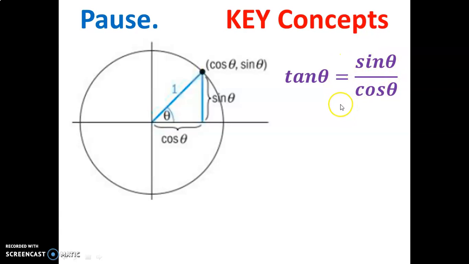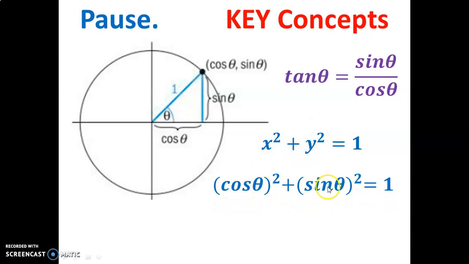That's important to remember. Next, we know the equation of the unit circle is x squared plus y squared equals 1. Therefore, since we know the x value is cosine theta and the y value is sine theta, we can replace the x and y with cosine theta and sine theta. This can be rewritten. The order here doesn't matter. Sine can be first, cosine second.